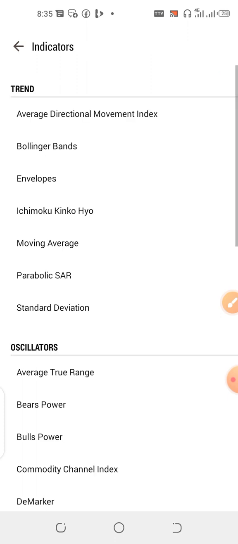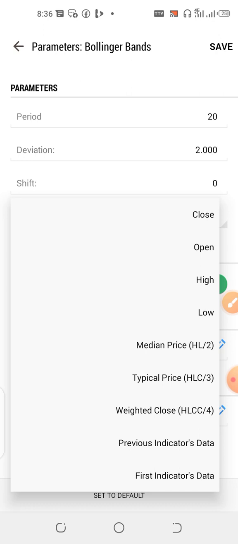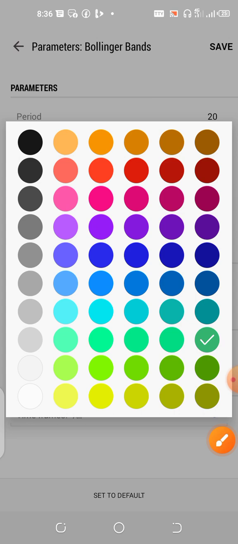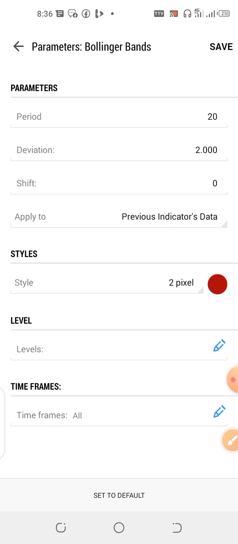The next indicator I am going to use now is Bollinger Band. I am going to use it at the default settings, but I will apply it to previous indicator's data. Then the other things will be default, except the color. You can change the color. So guys, I'm going to change the color here. Let me make it red. That's what I'm using on our Bollinger Band.